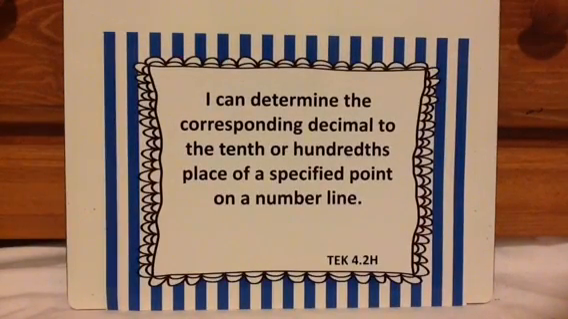It says I can determine the corresponding decimal to the tenth or hundredths place of a specified point on a number line. So this basically means that you might have a number line and there are some blank spaces and you are given like a dot on one of those blank spaces and you have to figure out what that decimal is. So we will first look at a number line and then I'll discuss strategies.